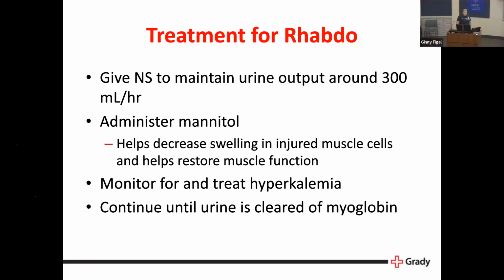So we're going to be monitoring their hyperkalemia and treating it if it's there. And then we're going to continue this fluid flush until the urine is cleared of myoglobin.